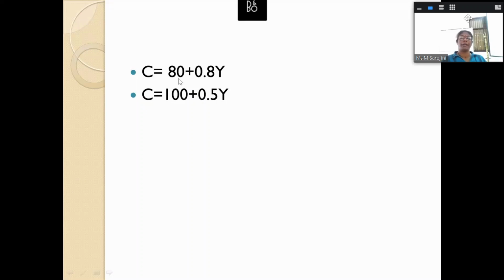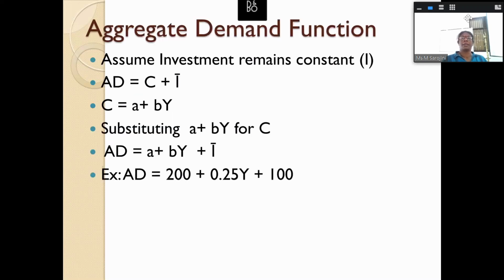Here the first one, minus 80 plus 0.2y. The second one, minus 100 plus 0.10y. Right.